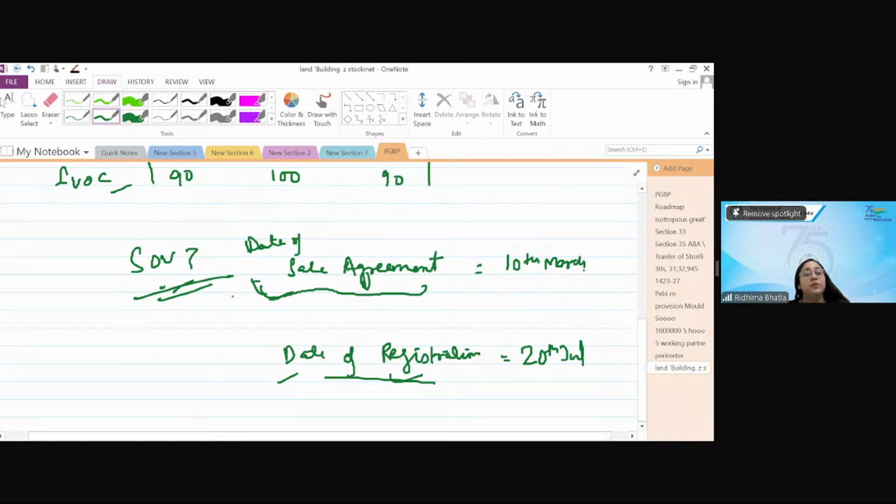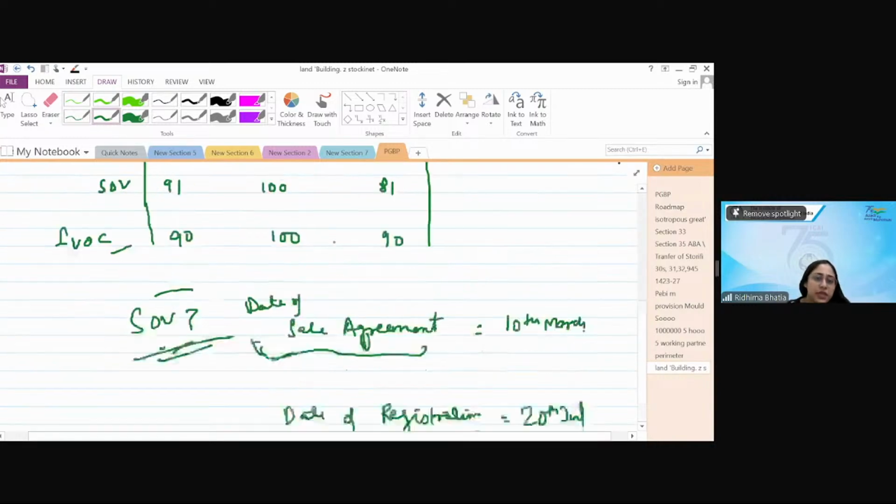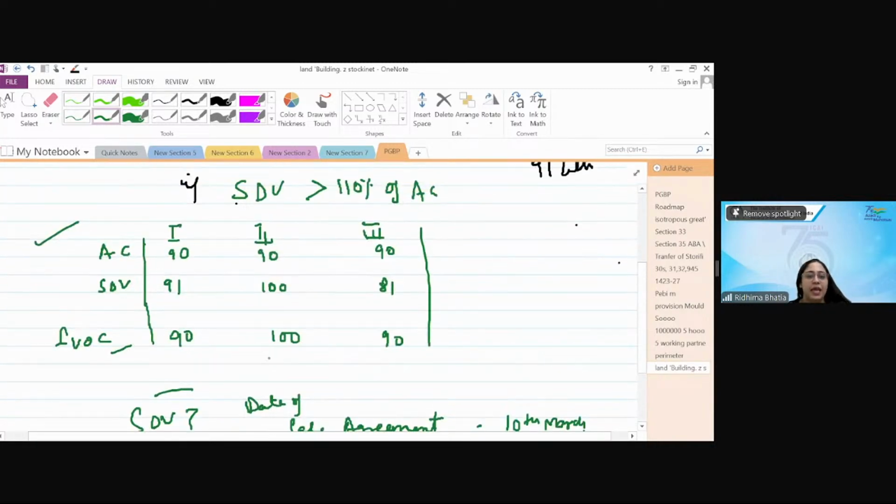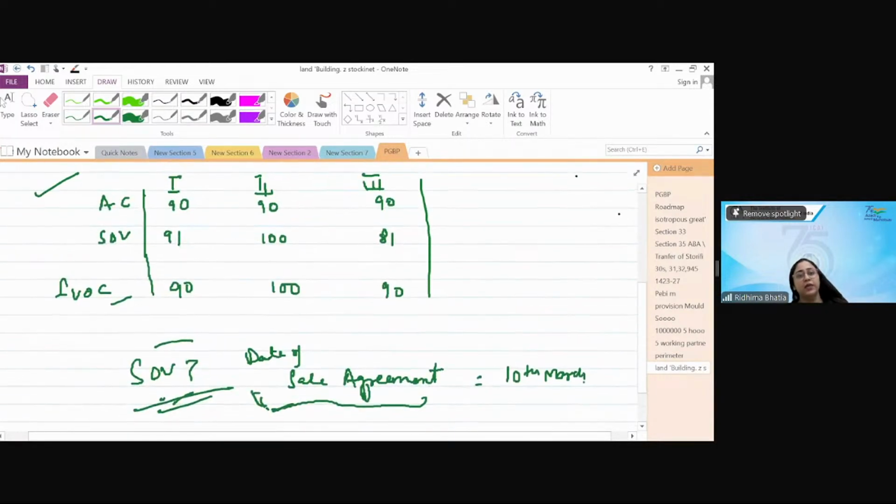It is not necessary that the entire consideration be paid on the date of sale agreement. Suppose consideration is 90 lakhs. Even if you have paid just 9 lakhs, the date of sale agreement has to be considered to determine the stamp duty value. But what is important is that it should not be paid in cash; it has to be paid by a mode other than cash. Otherwise, the date of registration would be taken. Then, once you have seen which stamp duty value to pick, you come back to compare it with the actual consideration.